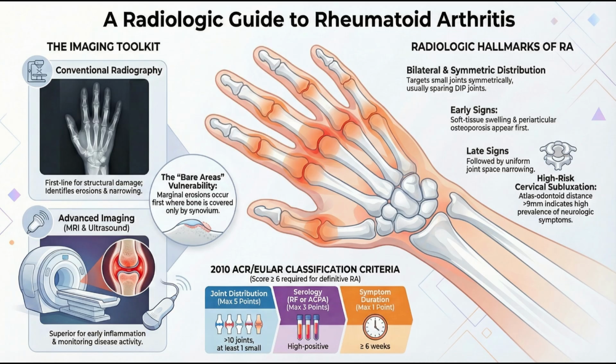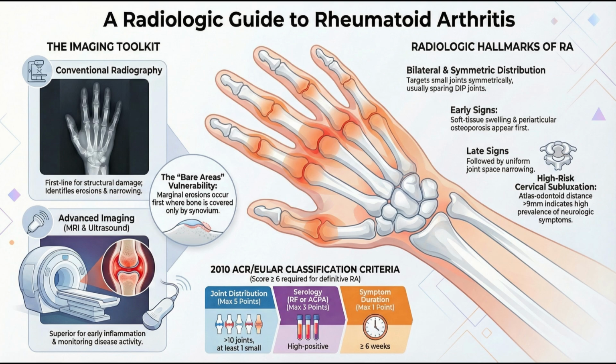Let's do it. Clue number 1 is distribution. You mentioned small joints, but there is a very specific rule about symmetry here, right? Yes. RA is a symmetrical disease. If your right knuckle is inflamed, your left knuckle is almost certainly joining the party. A mirror image of pain. Pretty much, yeah. But here's the detail that blew my mind.